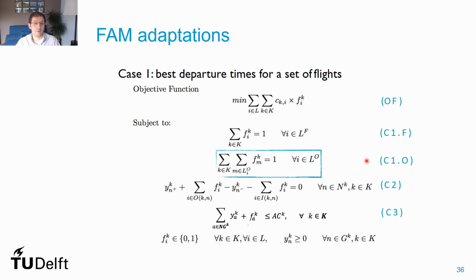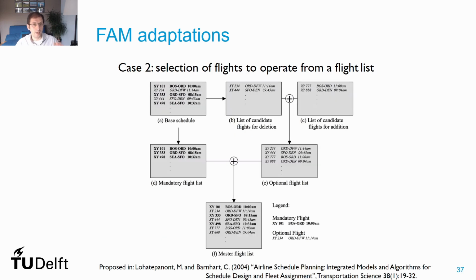This is guaranteed by summing over the set LIO and over our fleet types K. Note that in this case we are assuming that these time changes are small, that the disruptions to the passenger itineraries can be neglected. This is not the case for case 2. In case 2, we look into the case that we want to consider adding and removing flights to our timetable.